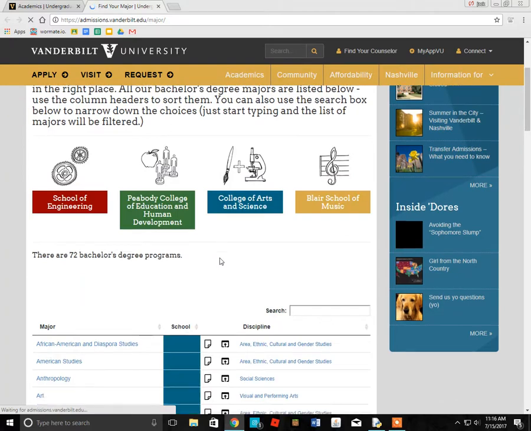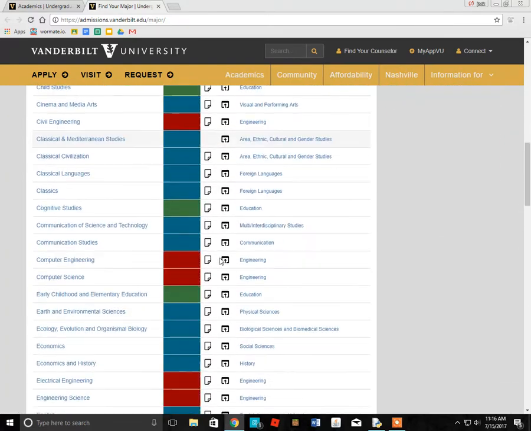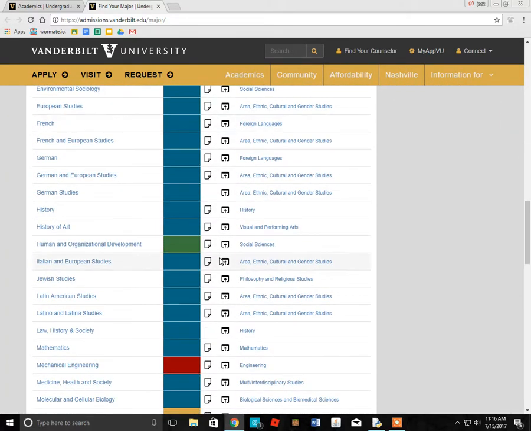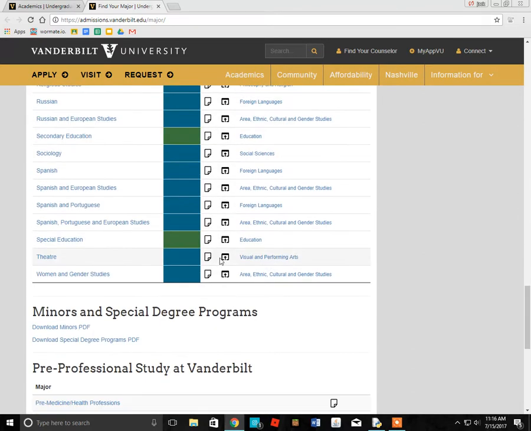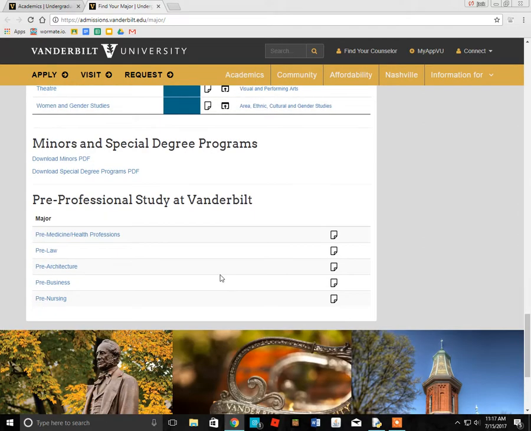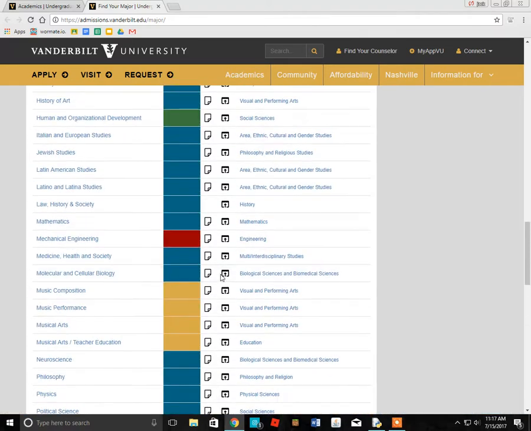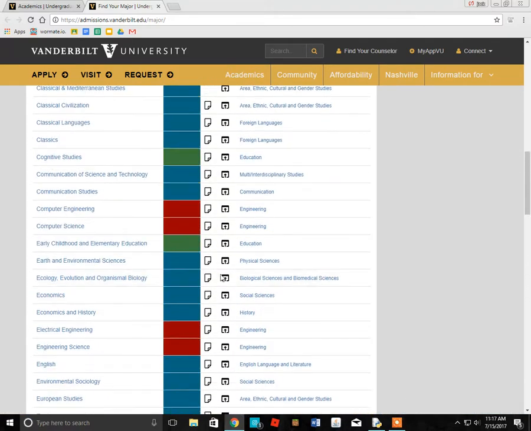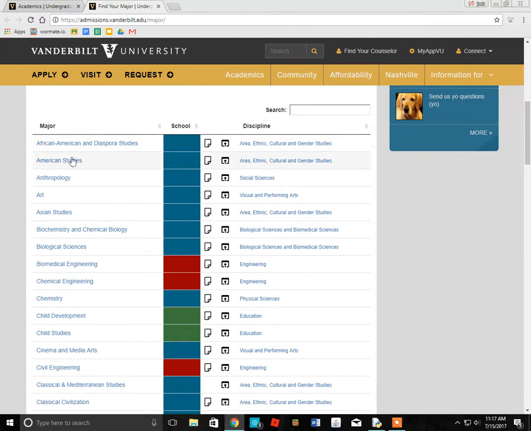So this time, let's go with major disciplines. Here is a comprehensive list of all the different majors and minors that Vanderbilt offers. And it's a really, really long list. So this gives you very specific data as to what you can study at this particular school.